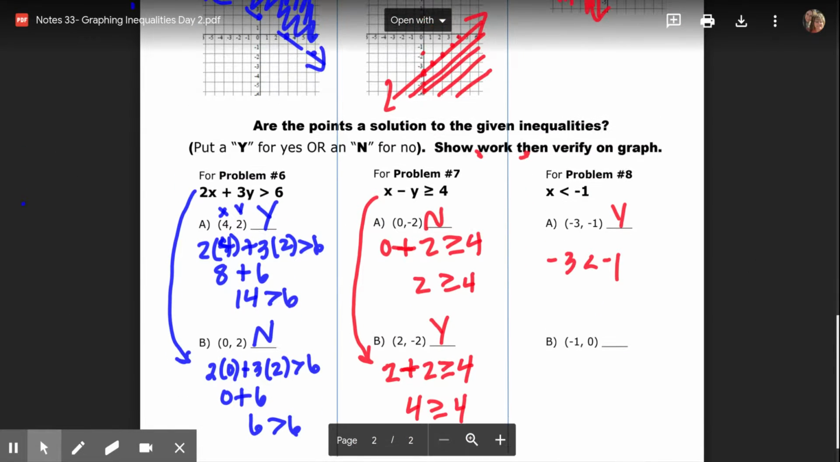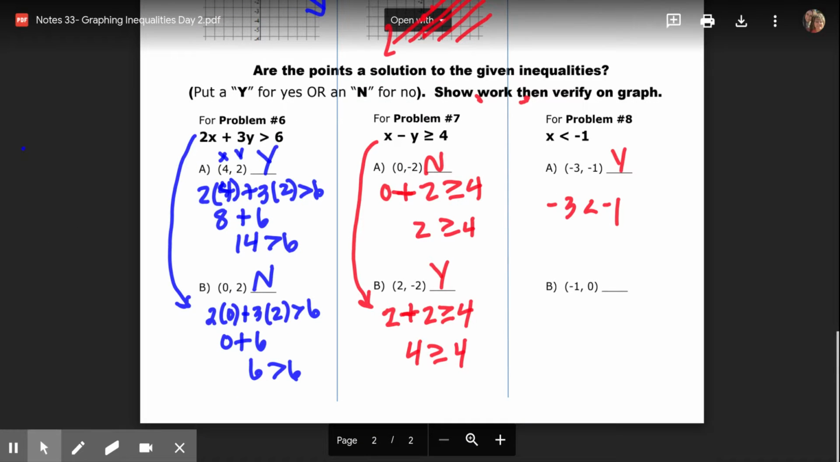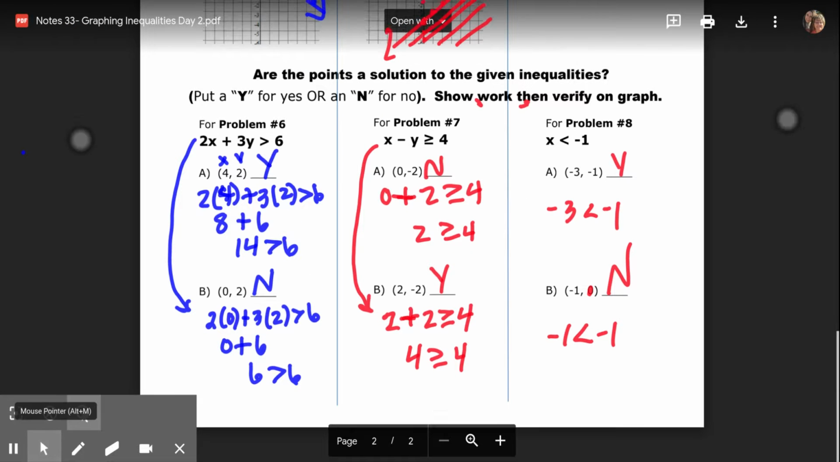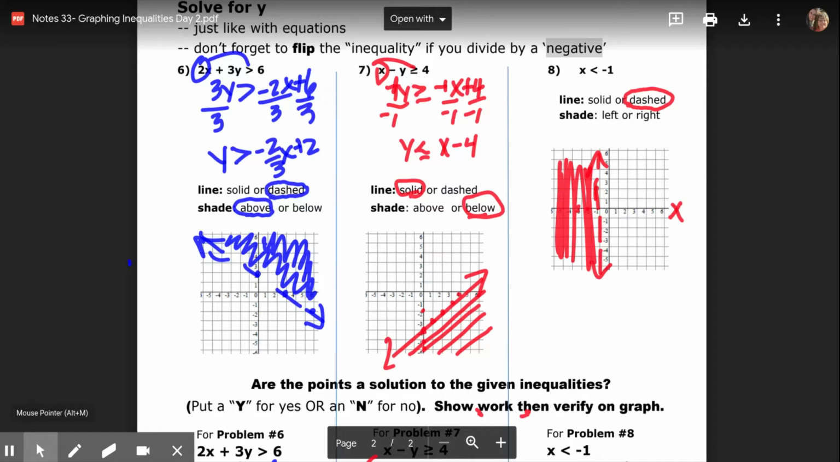And then (negative 1, 0). So we're going to put a negative 1. Again, we will not use the y. Is negative 1 less than negative 1? No, it's equal to. So (negative 1, 0) would not be a solution. And let's take a look at the graph. If we go left 1, down 1, it falls on the dashed line. So remember, when it falls on the dashed line, it is not considered a solution.